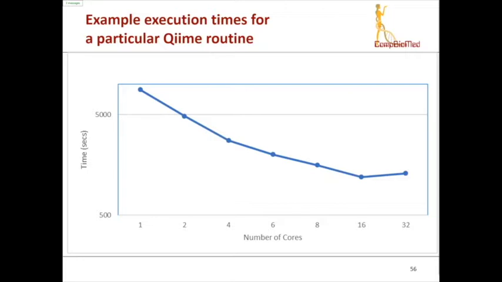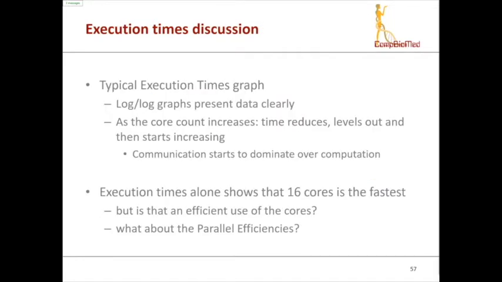So by looking at this, we would say 16 cores is the fastest execution time, so I will use 16 cores for my simulation. But is that really efficient? This slide just says what I've just said.